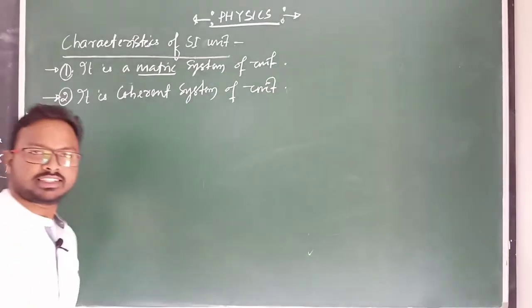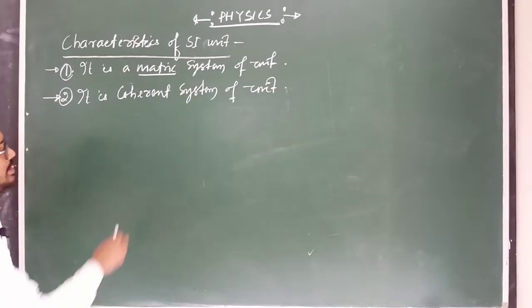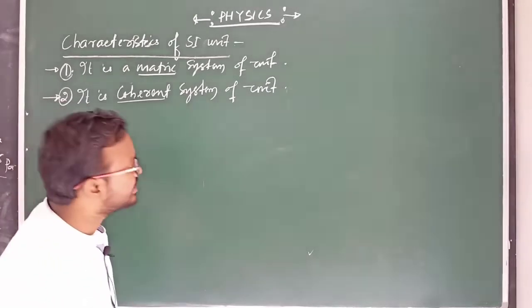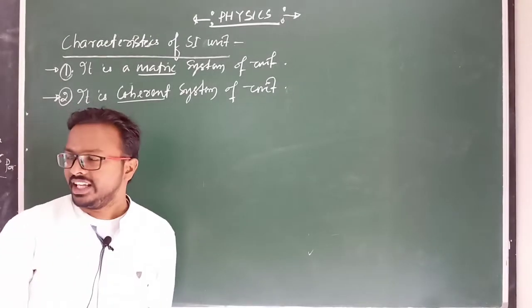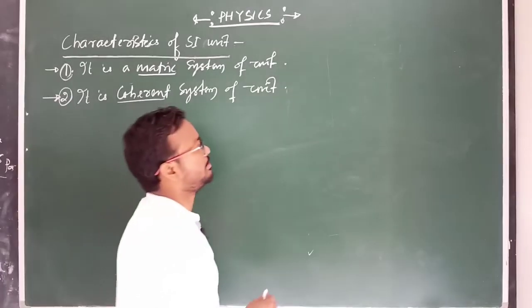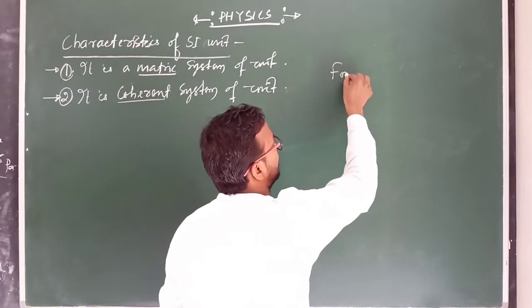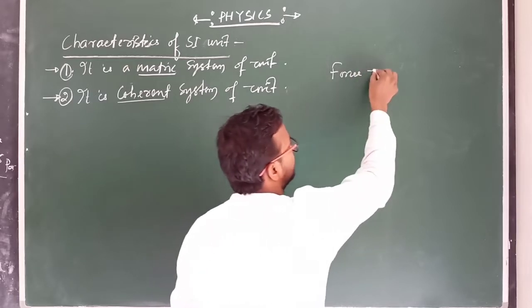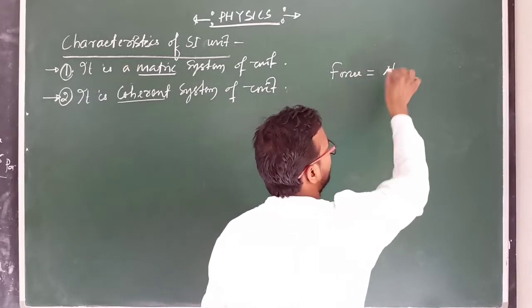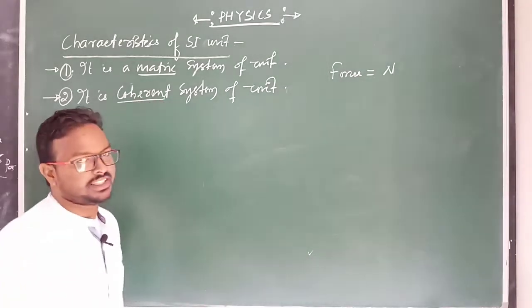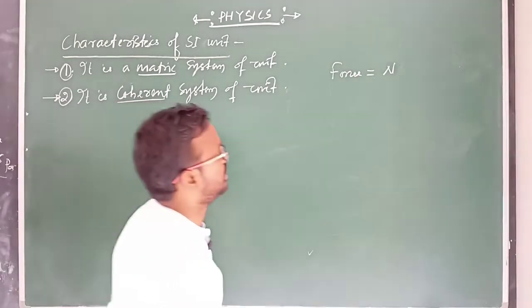It is a coherent system of unit. So what is the meaning of coherent system of unit? We have to take one simple idea to find the unit of a physical quantity. Suppose you already know there is a physical quantity force and its SI unit is Newton. If you write in symbolic form, then force can be represented in one single symbol, that is N.